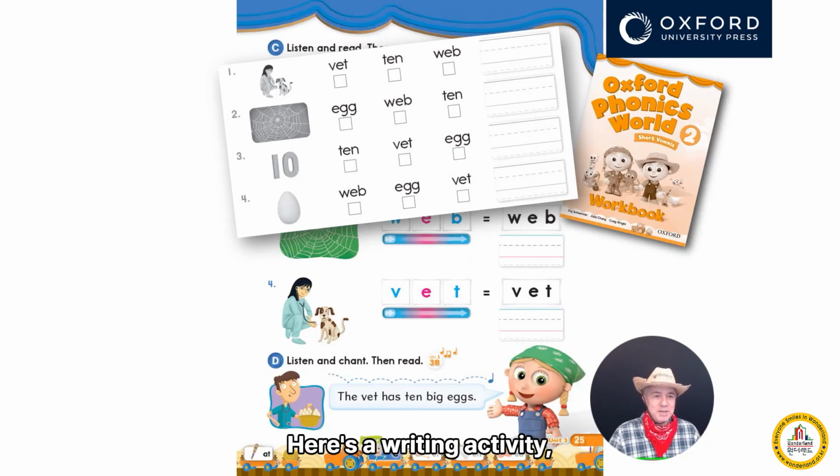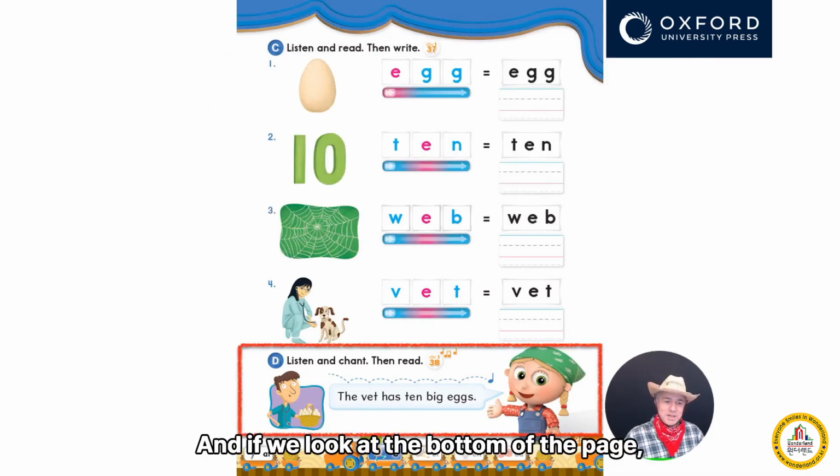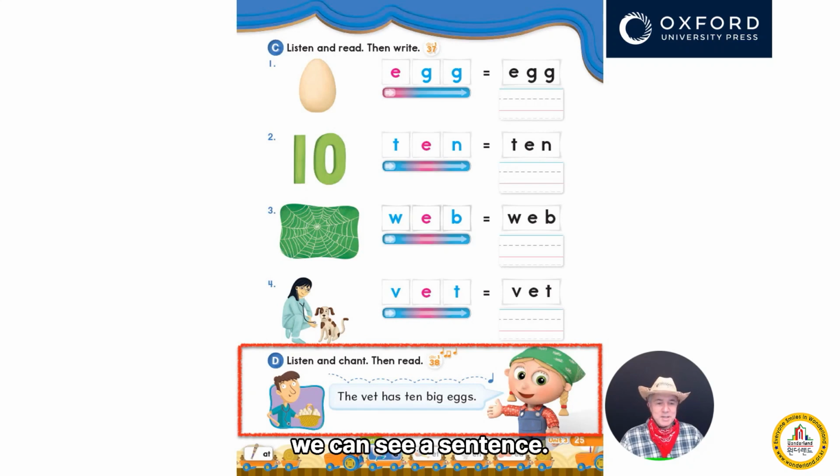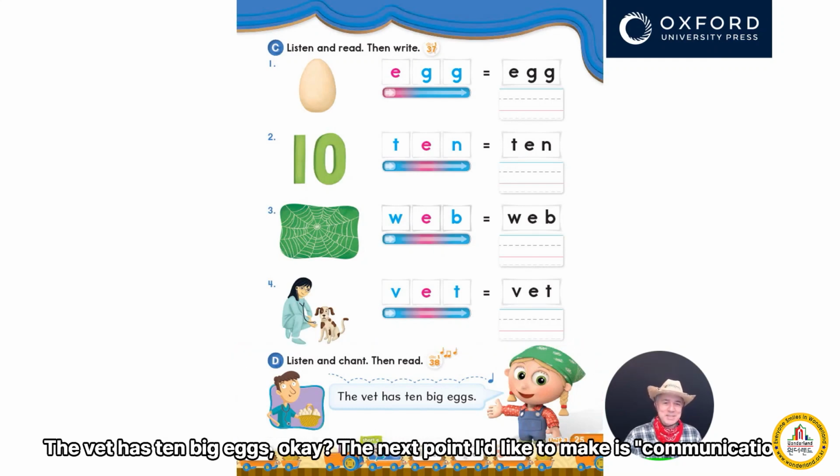Here's a writing activity, matching activity, and writing activity in the workbook. Okay, so lots of practice. And if we look at the bottom of the page, we can see a sentence: the vet has 10 big eggs. If we look at the picture, we can see the vet has 10 big eggs. Okay.